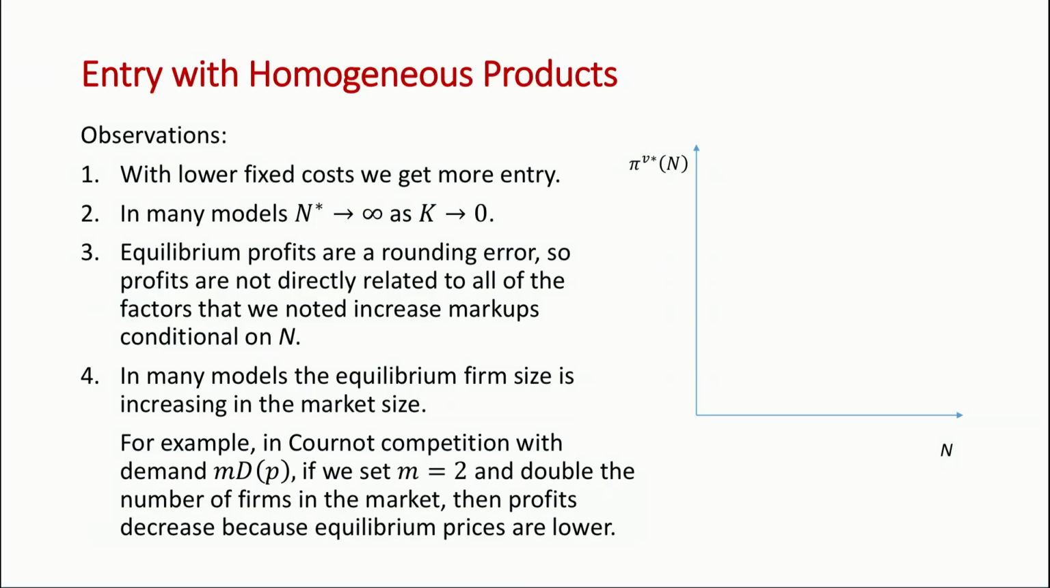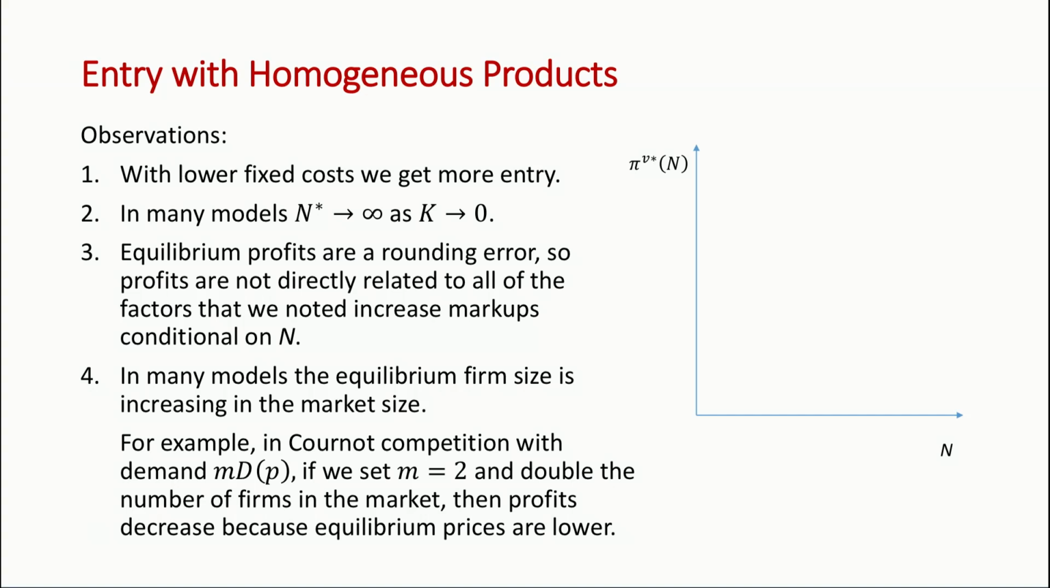So, observations: fixed costs and competition determine the number of entrants, but with lower fixed costs we get more entry. In many models, the number of firms goes to infinity as the fixed costs of entry go to 0.